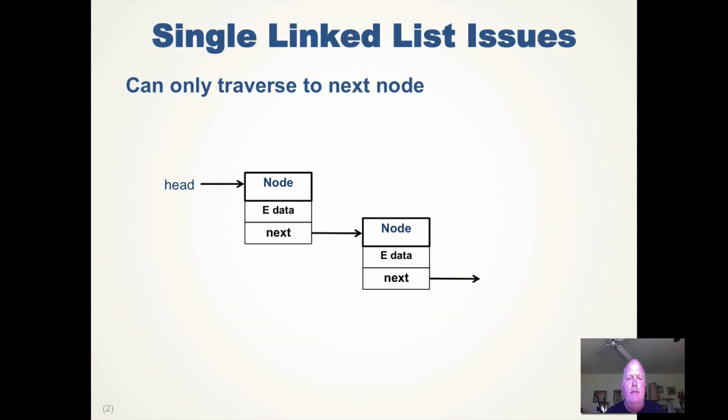Last time we talked about singly linked lists that have just a next pointer, and there's some issues with that. First off, you can only traverse to the next node. So if we have a pointer to temp, we move to the next node. There's no way to get back to the previous node. You have to keep either going or start again at the beginning, and so that's not very useful. It's very difficult to get backwards.